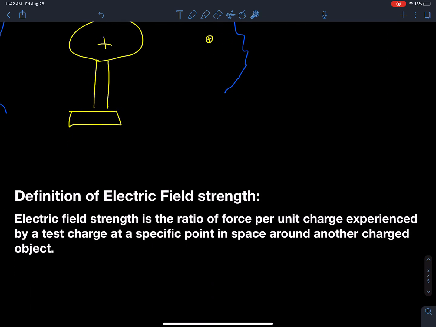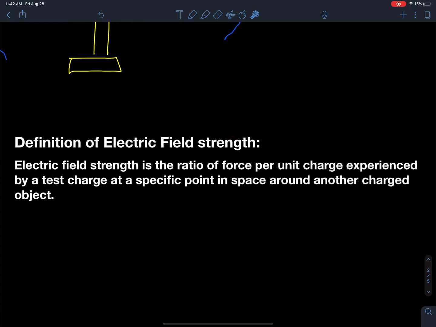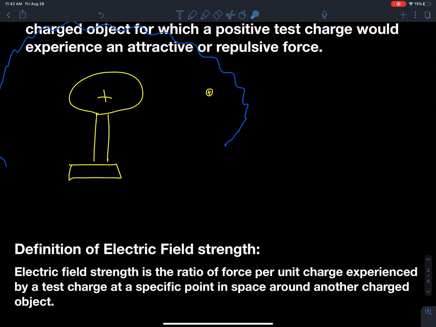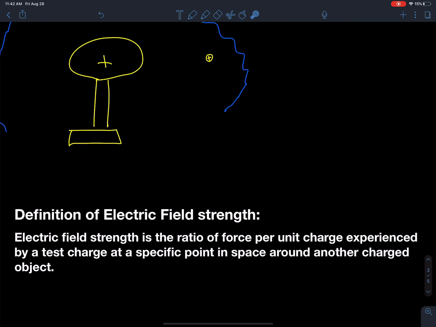So, the definition of electric field strength. We understand how to describe what an electric field is, but how do we explain the strength of it? The electric field strength is the ratio of the force experienced by that positive test charge, divided by its charge. It's a ratio around that object. So if I brought this little test charge closer, the force is going to be a lot greater. Then I would say that the electric field strength here is going to be greater than it is over here. Let's see if there's a formula for that.